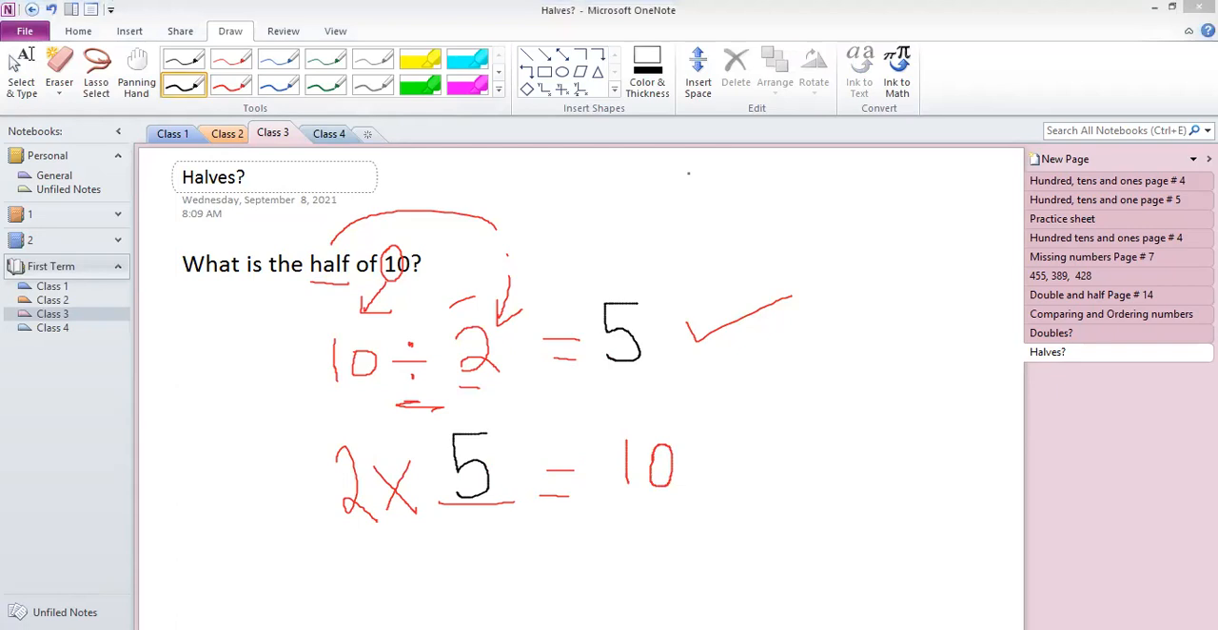Is it clear, guys? Yes, sir. Very good. So guys, tell me, when you need to find out the half of any number, you will divide that number by? Two. Very good. Exactly. When you have to find out a half of any number, you will divide that number by 2.